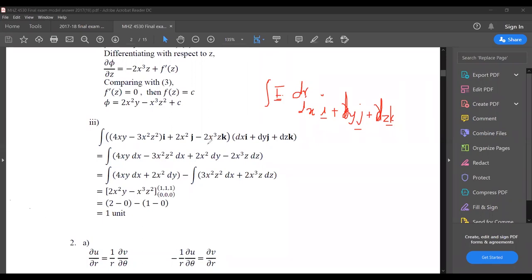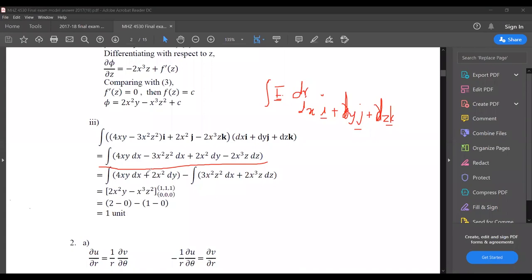So multiply i by i, the terms before i, with dx, and with the terms of j, that is 2x squared into dy, then the other part, minus 2x cube into z, that is into dz. Okay, then we have multiplied it in the first line, right? So that is this one.